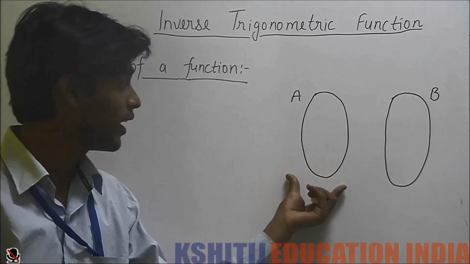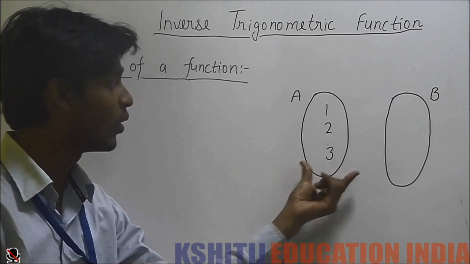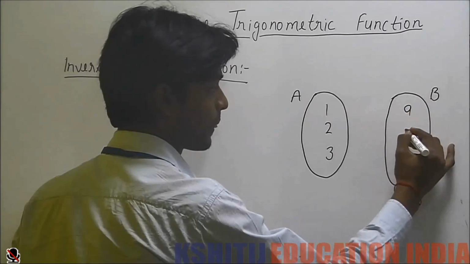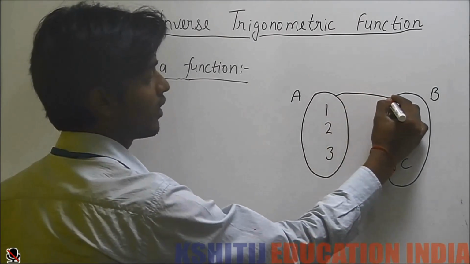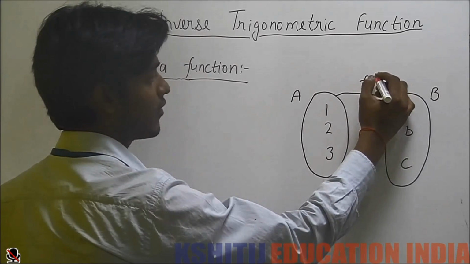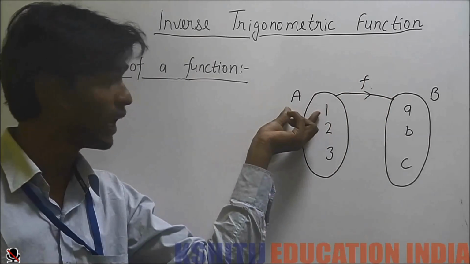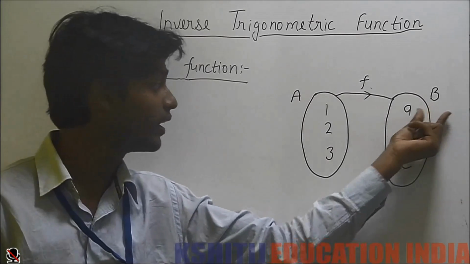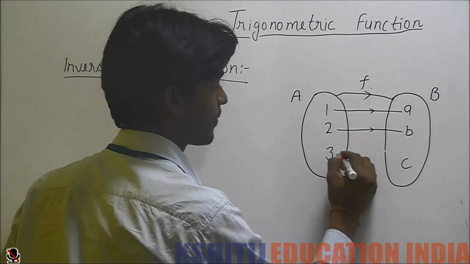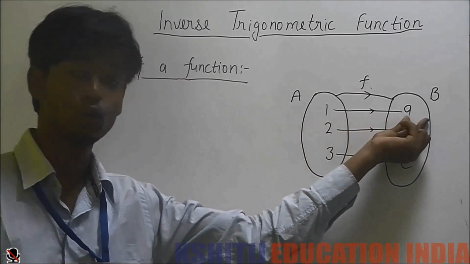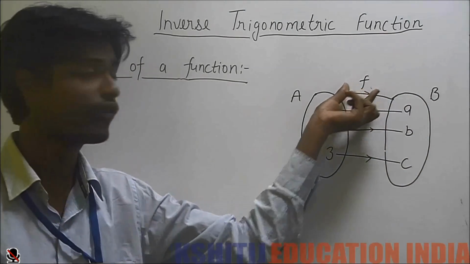set A contains three elements, and set B contains three elements, A, B and C. Now we have a function defined from set A to set B. It is a function f, or we can say a relation by which the element of set A is connected to the element of set B. Here 1 is connected to A, 2 is connected to B, and 3 is connected to C. Now we have defined our function f.